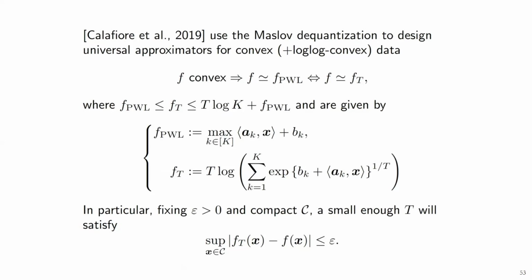And then there is work by Calafiore and Stéphane Gaubert using the Maslov dequantization to design universal approximators for convex or log-log convex data, essentially replacing the piecewise linear approximation to a convex function f with a smooth version that comes from this concept of dequantization with a parameter t, a temperature parameter t.